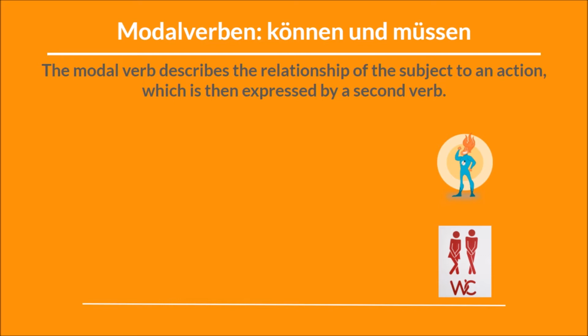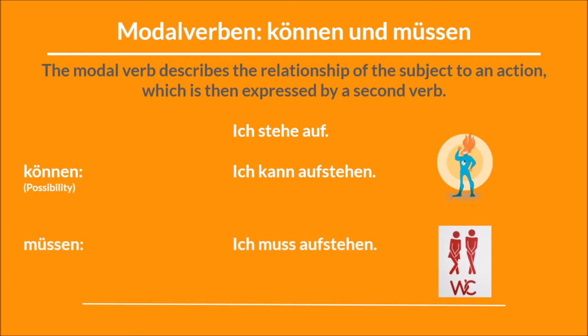When we talk about modal verbs, we need to distinguish what the function of the modal verbs are. So the modal verb actually describes the relationship of the subject to an action, which is then expressed by a second verb. So let's have a look at one example. Ich stehe auf. I get up. Now, when we want to describe the relationship of the subject to the action of standing up, we could say, ich kann aufstehen. And können, as you probably know, means the possibility. So I have the possibility or I have the ability to stand up. When we talk about müssen, we express the necessity. Ich muss aufstehen. I have to get up.